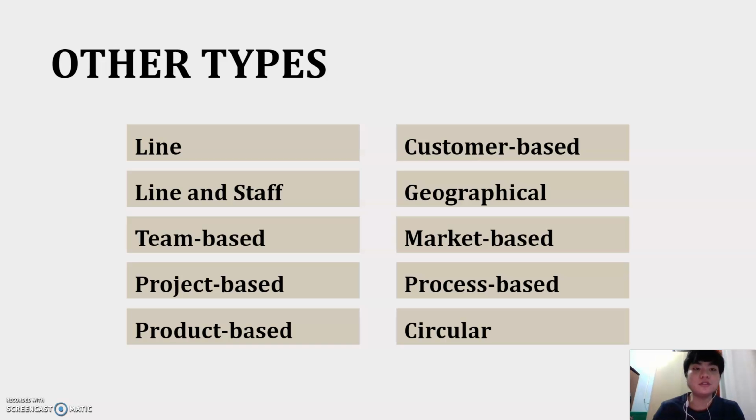This part shows the other types of org structure. It is not commonly used, but several companies have used this, for example, in divisional or matrix org structures. They use this type to ensure the flexibility and efficiency of their work. Other types include line and staff, product-based, circular, geographical, and others.